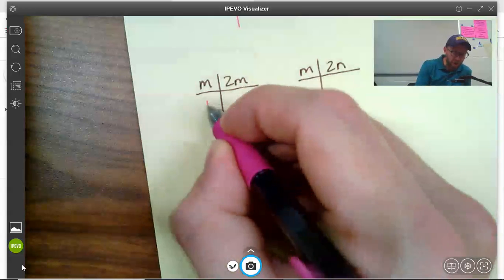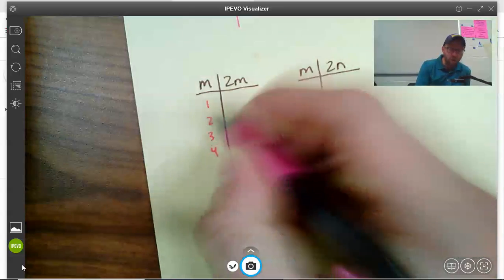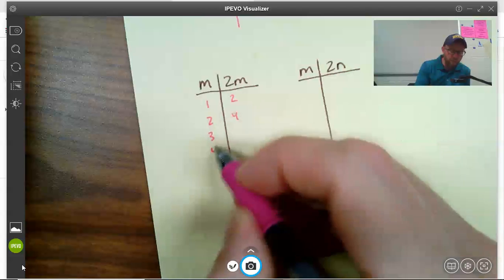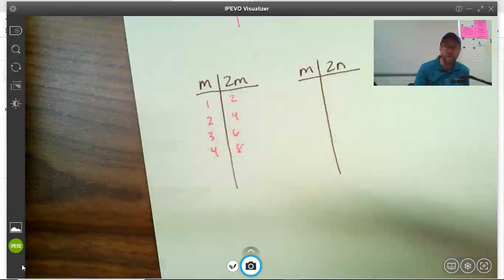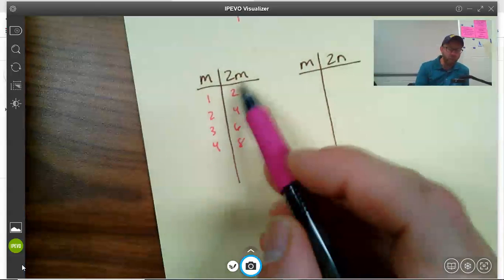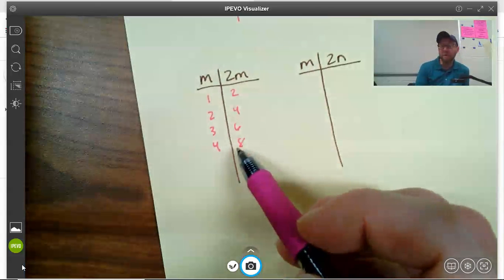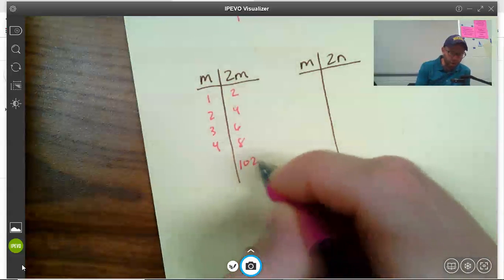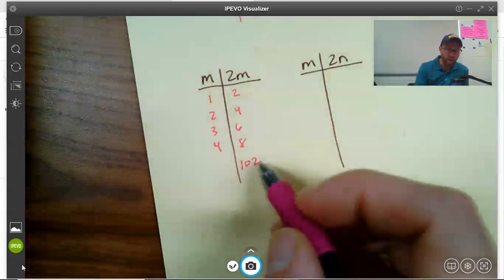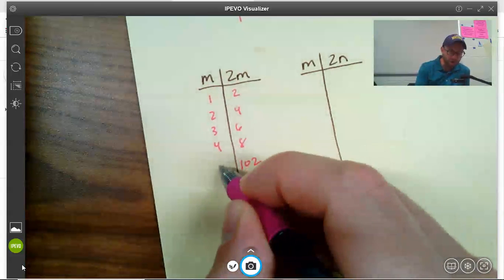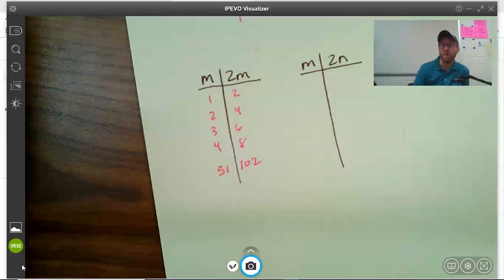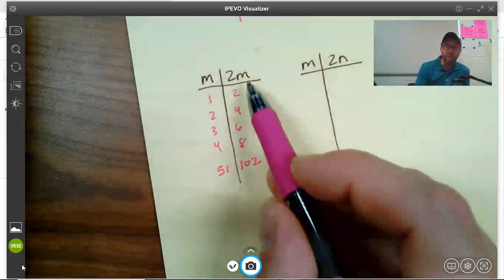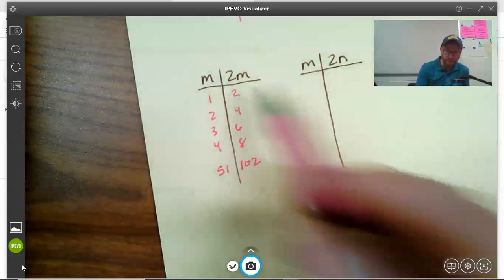So I can plug things in. 1, 2, 3, 4. I'll plug in m numbers here, and I get 2 times 1 is 2, 2 times 2 is 4, 3 times 2 is 6, 4 times 2 is 8. So no matter what I put in for m, I always output an even number. And the other way around, if I think of any even number, like say 102, I can work backwards and divide by 2 to get 51 was the number that was plugged in. So I can always take an even number and represent it using this expression, 2 times something.